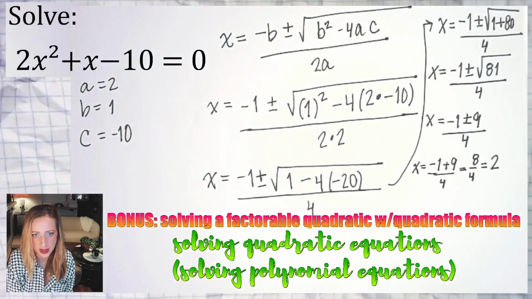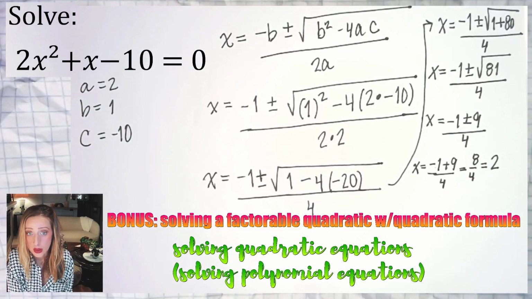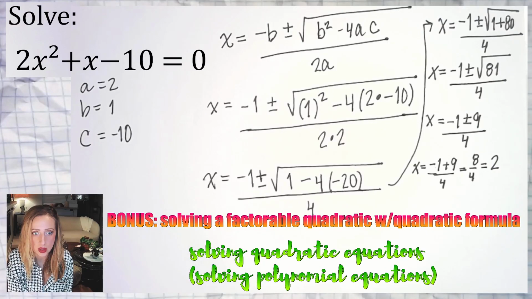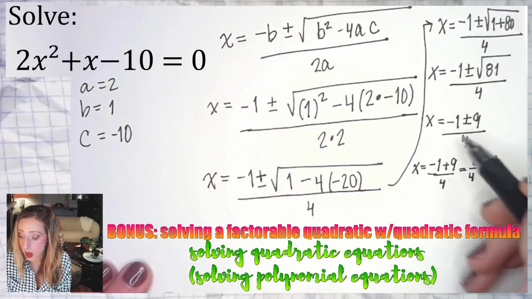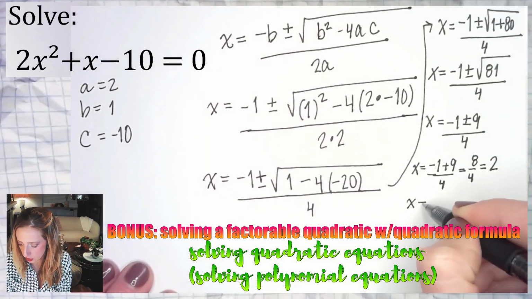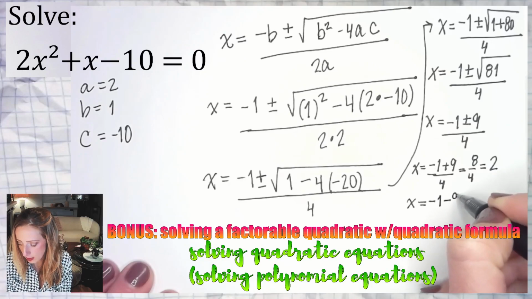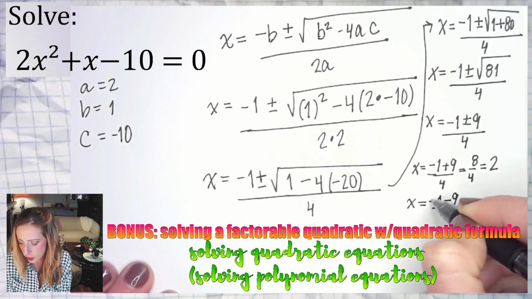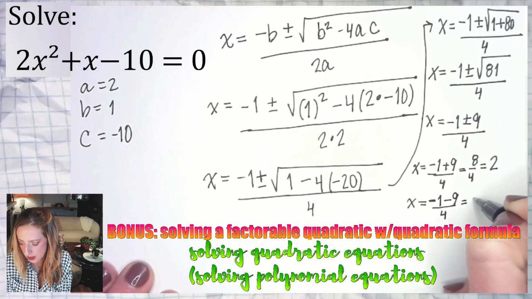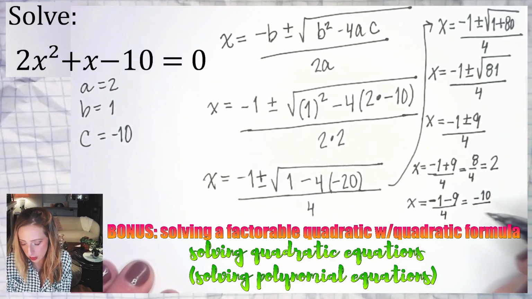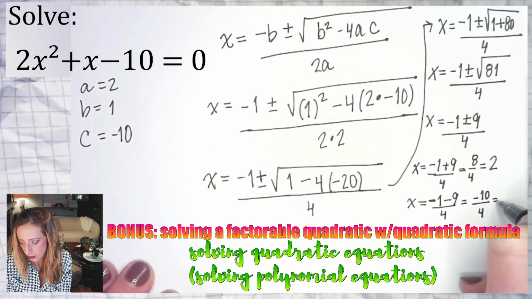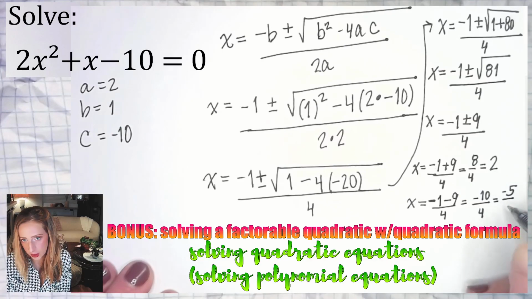Then the next answer we're going to deal with is when it is negative 1 minus 9, because we have two answers right here. Negative 1 minus 9 over 4. Don't lose the negative. Don't forget what you wrote. That's going to equal negative 10. Negative 1 and negative 9, you add them up and make your answer negative. Over 4 equals negative 5 over 2, reduced by 2.